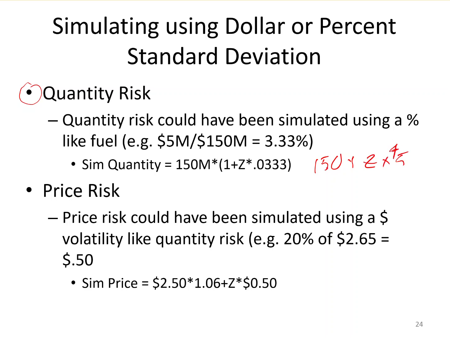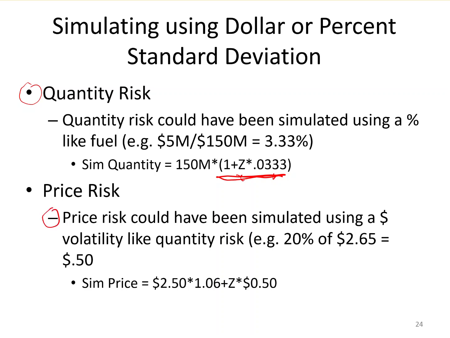However, I could have done that in percent terms. 5 million is 3% of $150 million. So I could have written it this way: 150 million times, well, I don't have an expected appreciation there, but I could have just added a random z times 0.05. So it could have been 1 plus that. All I'm saying is I estimated the standard deviation in dollar terms for quantity, but I could have made it a percentage and done 150 million times 1 plus a random z times the percentage.